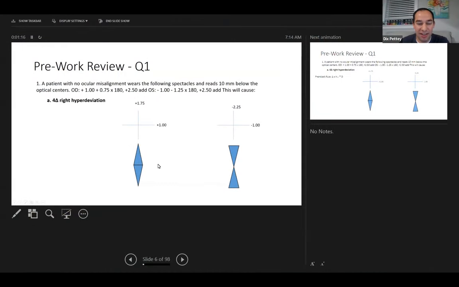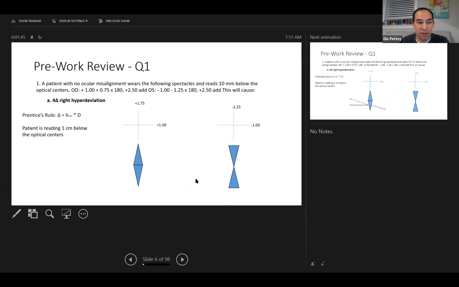And so a plus lens, I kind of think of it like this, where you're putting basically two triangles bottom to bottom. And I like to think of it that way, because then I know that if I'm moving 10 millimeters down from the center, then I'm going to have base up prism, if I'm talking about the right lens. If I'm talking about the left lens, I'm going to be adding base down prism.